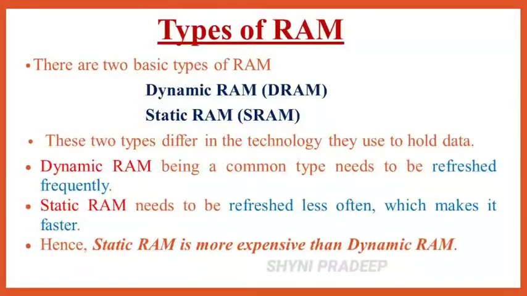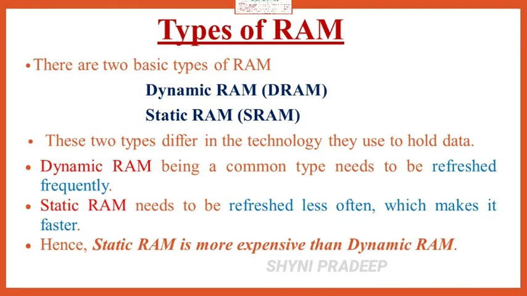There are two types of RAM. What are they? Dynamic RAM and static RAM, DRAM and SRAM. Dynamic RAM, being a common type, needs to be refreshed frequently, but static RAM needs to be refreshed less often, which makes it faster. When comparing static RAM and dynamic RAM, in dynamic RAM you can store more data, but it needs more power to store that data. Hence static RAM is more expensive than dynamic RAM.